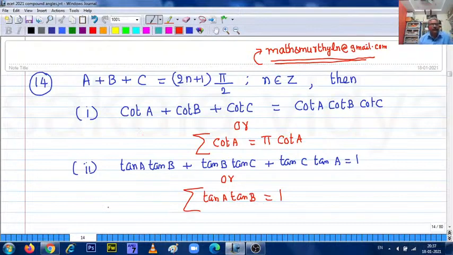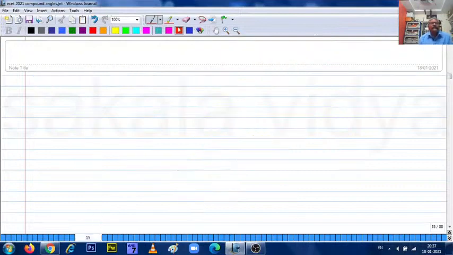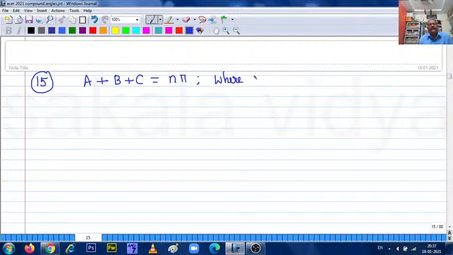So now the 15th one. Let's have a discussion on 15th one. So what is the 15th one? A plus B plus C is equal to n pi, where n is an integer, n belongs to z. That means this is 0 or pi, 2 pi, 3 pi, 4 pi, 5 pi, 7 pi, anything like that it may be.